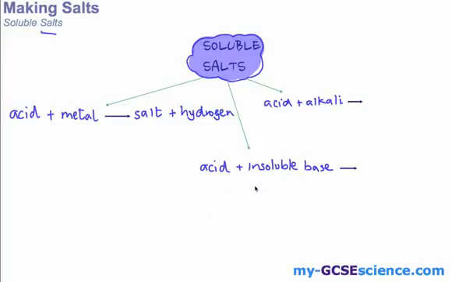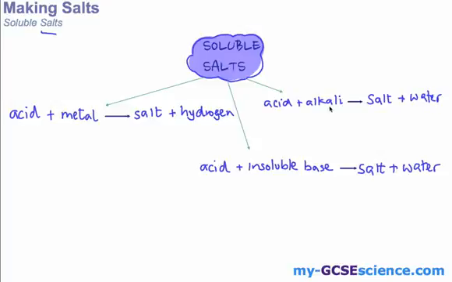The next method is acid plus insoluble base. An insoluble base is a substance that's not soluble in water and it's alkaline in its nature, and when we react these two together we get salt plus water. And similarly, when we react acid with alkali, this would be a neutralization reaction, but when we react those two together we also get salt and water.